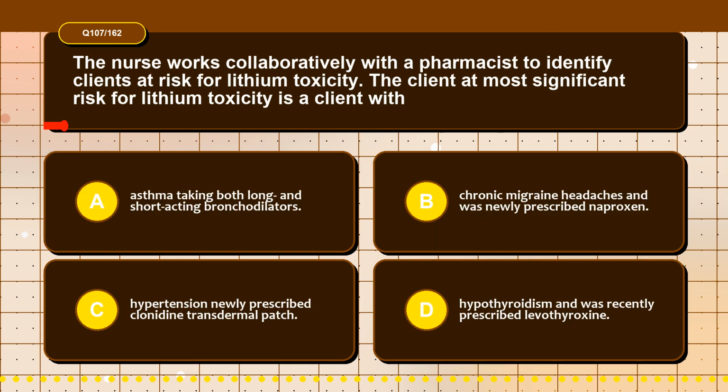Question 107. The nurse works collaboratively with a pharmacist to identify clients at risk for lithium toxicity. The client at most significant risk for lithium toxicity is a client with. Here are the options. Option A: asthma taking both long and short-acting bronchodilators. Option B: chronic migraine headaches and was newly prescribed naproxen. Option C: hypertension, newly prescribed clonidine transdermal patch. Option D: hypothyroidism and was recently prescribed levothyroxine.